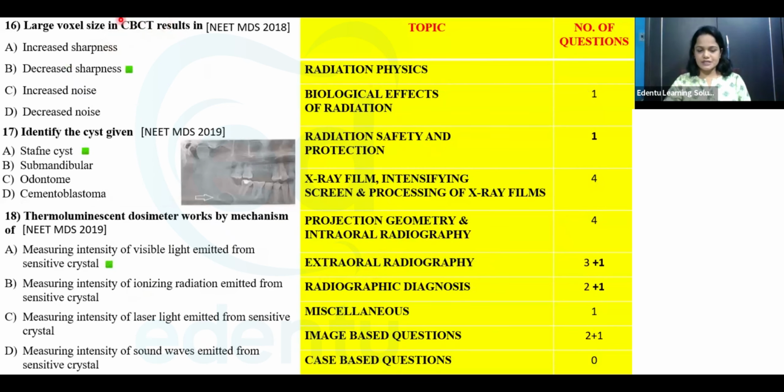And the CBCT. Next question is about the CBCT, cone beam computed tomography. It comes under the extraoral radiography. Then again, identify the OPG, which comes under the radiographic diagnosis. And next is about the thermoluminescent dosimeter, which comes under the radiation safety and protection topic.